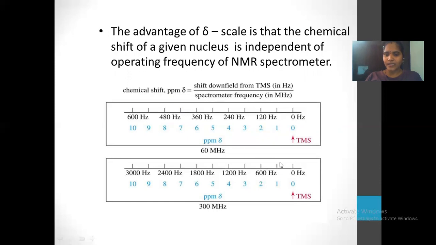The distance between these two peaks is the same in different instruments, so the chemical shift of a given sample is independent of the operating frequency of the NMR spectroscopy. So we don't get confused if we use a 60 megahertz instrument one time and a 300 megahertz instrument another time. We may get a peak at 600 once and at 120 with another instrument, but both represent the same nucleus, because we consider the distance from the TMS position.